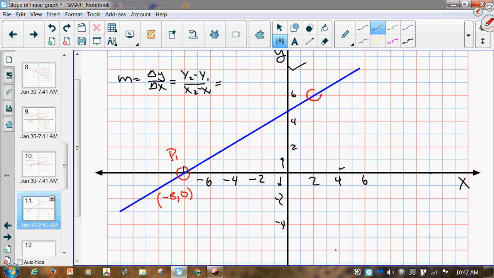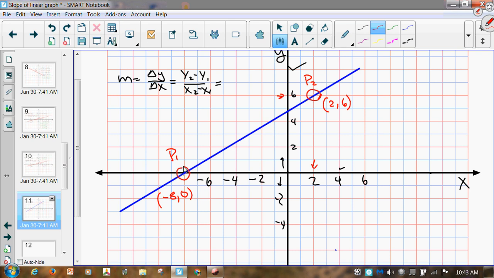This one looks like it crosses at a grid point or very close to it, so we'll use that. And so the value here for point 2 is an x value of 2 and a y value of 6, so this point is going to be (2, 6). Okay, now we can use this to calculate our slope.